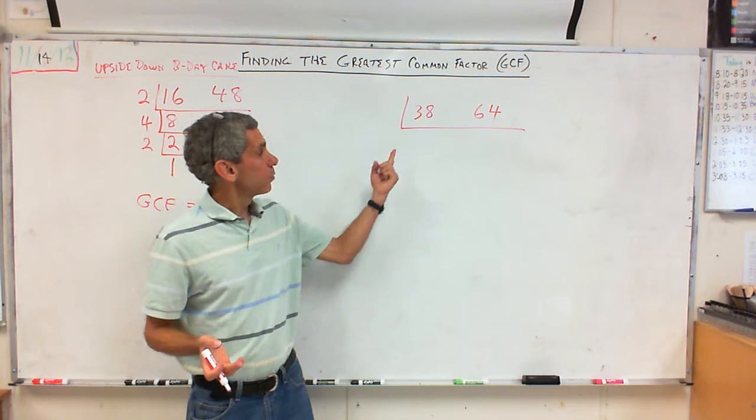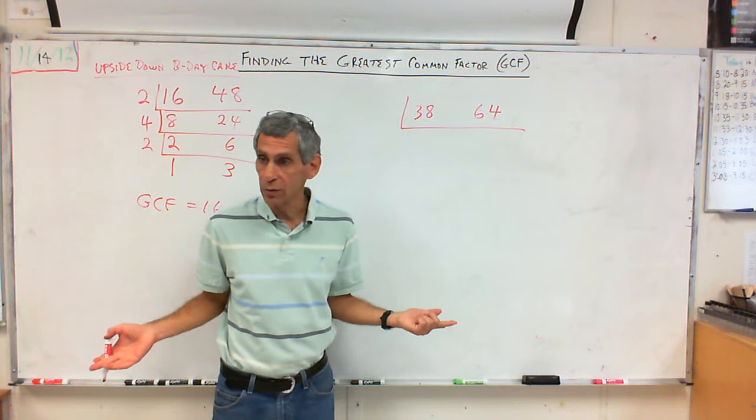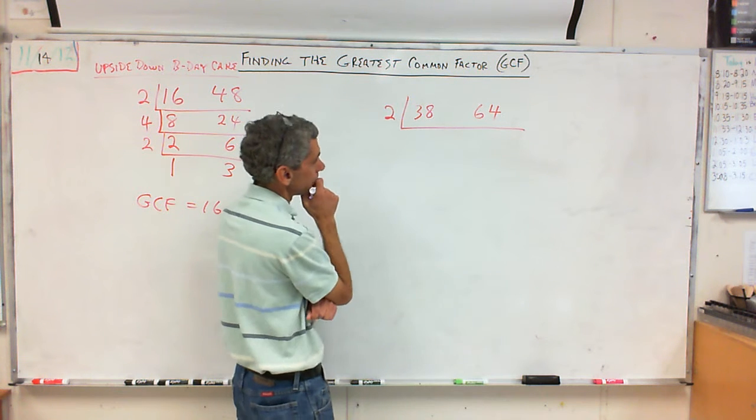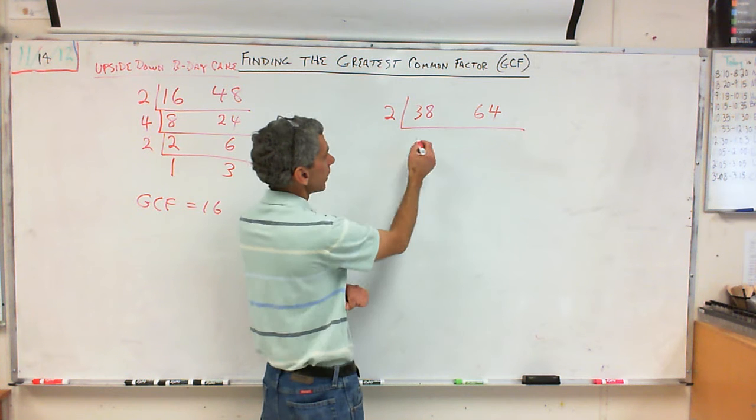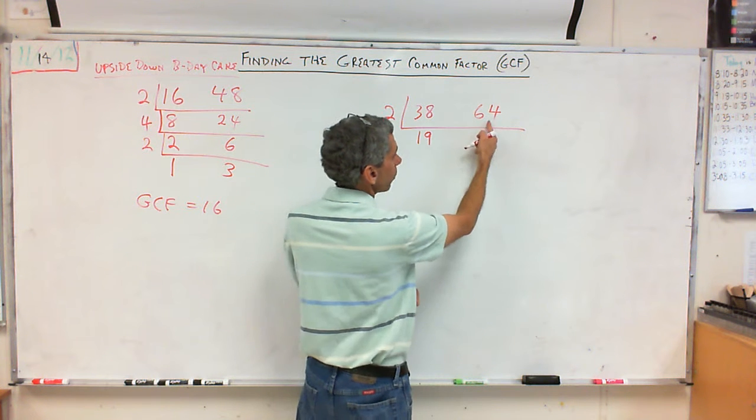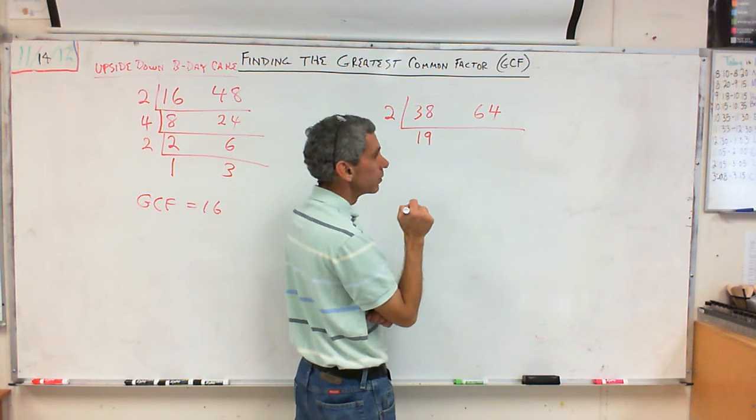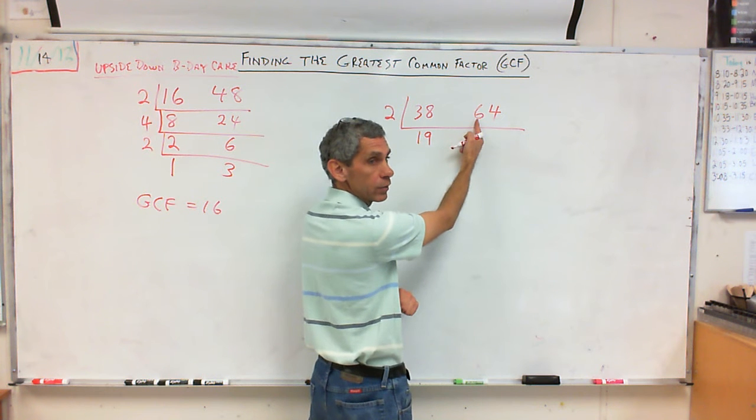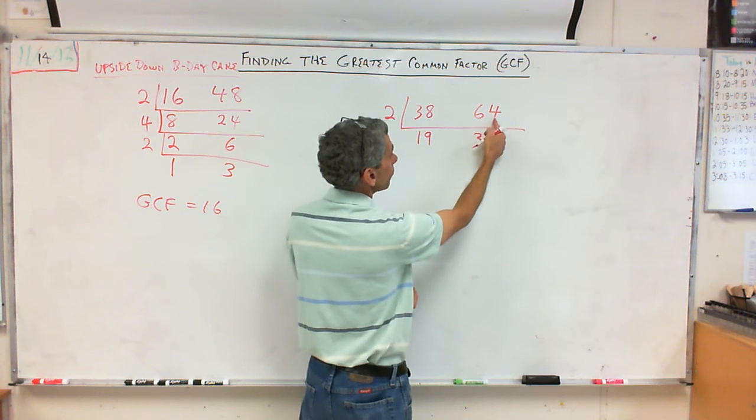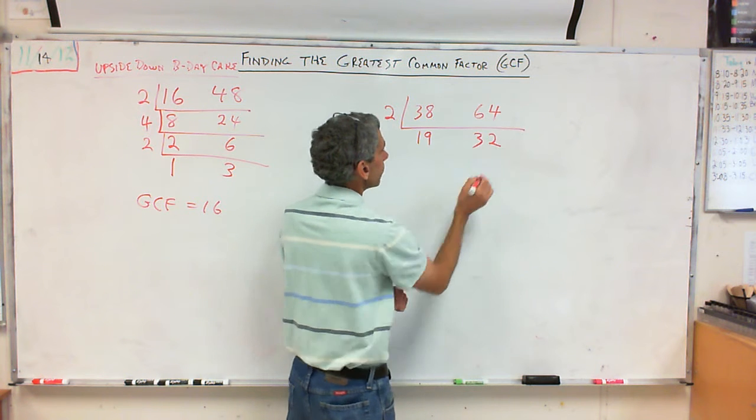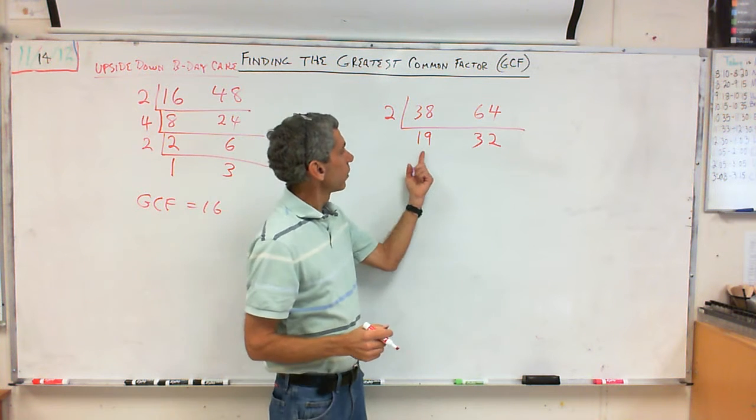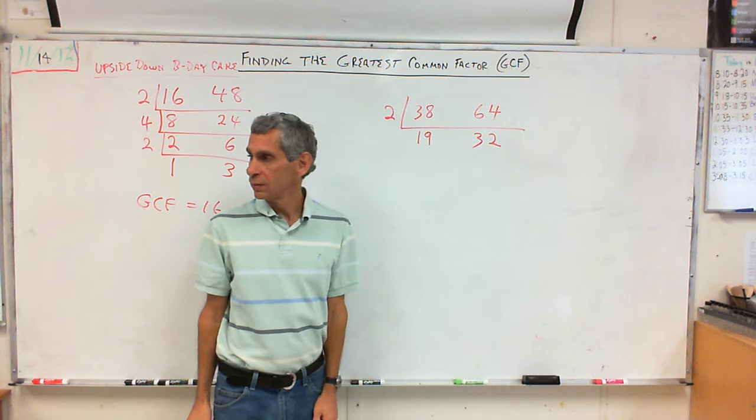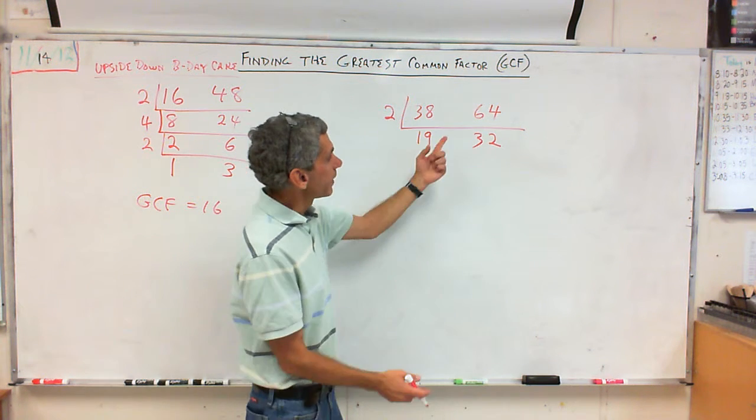All I know is that they're both even. If they're both even, what goes into them? 2. All right. So 2 goes into 38 how many times? 19. Okay. 2 goes into 64 how many times? 32. Now is there anything that goes into 19 and 32? No. So my greatest common factor is 2. Yay. Which is great.